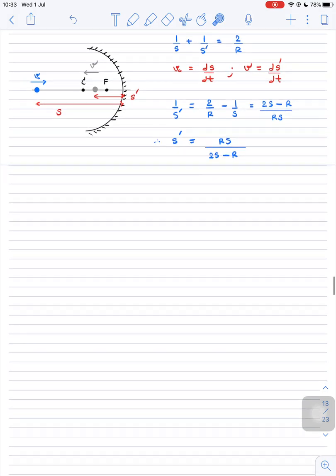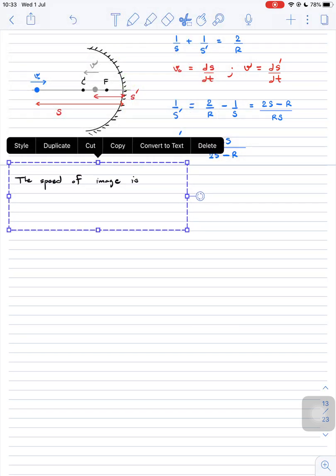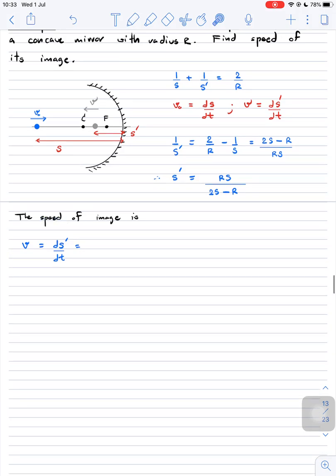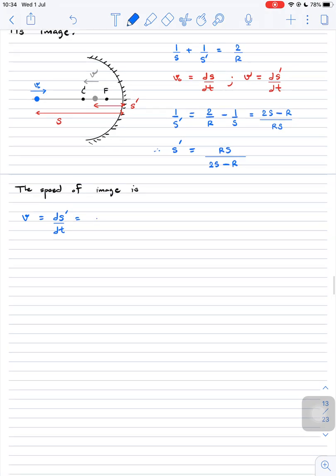So now let's take the derivative. We can get that the speed of the image is v, equal to ds prime by dt. So this is the speed of ds prime by dt, sorry, this is the speed of the image, right? But now you can see that this equation of s prime just depends on s, not on t. So let's use the chain rule. We have ds prime by ds, times ds by dt.